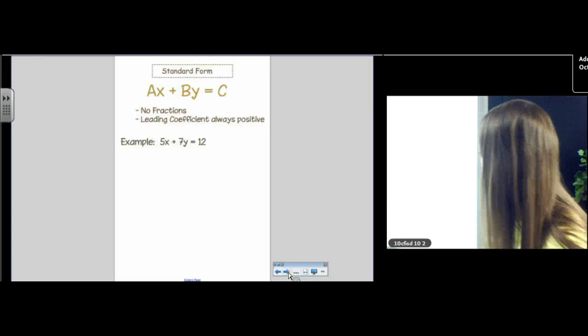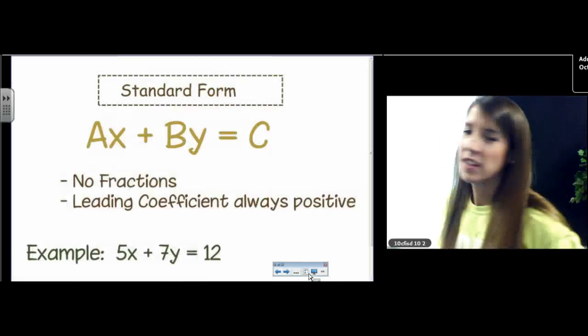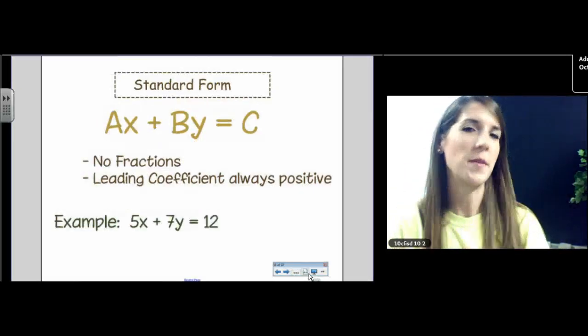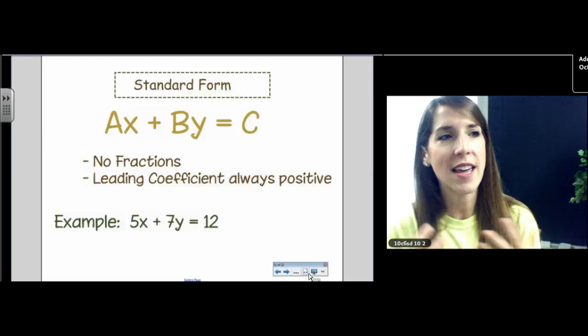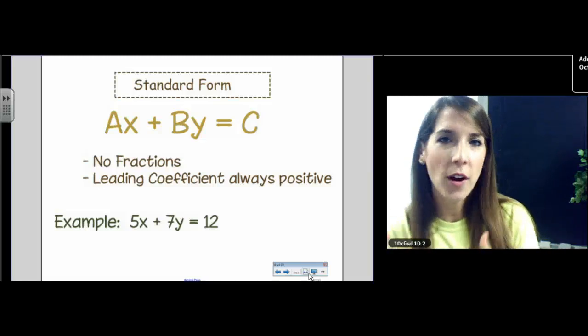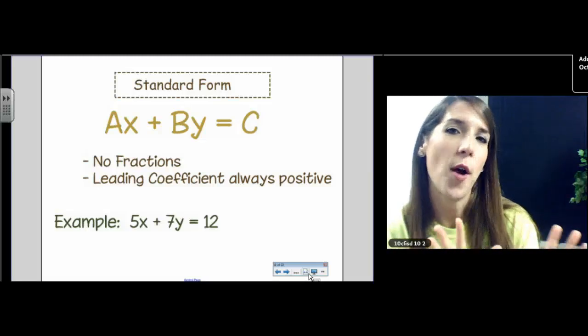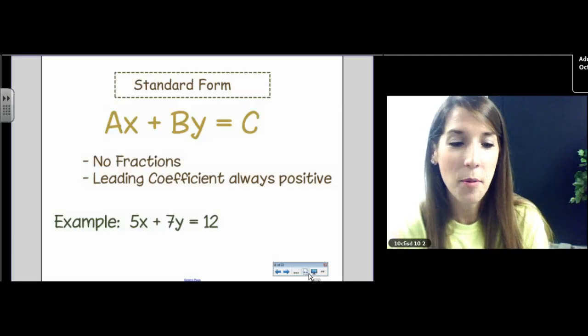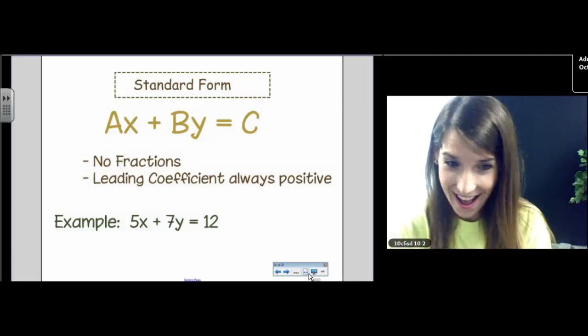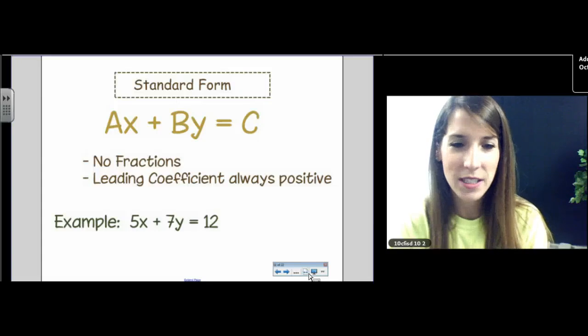All right. Last form. Standard form. This is like the formal form. Slope-intercept form is like the everyday form, and this is like you're getting dressed up for a party form. This is standard form. This is really important that you write it down. Ax plus By equals C.